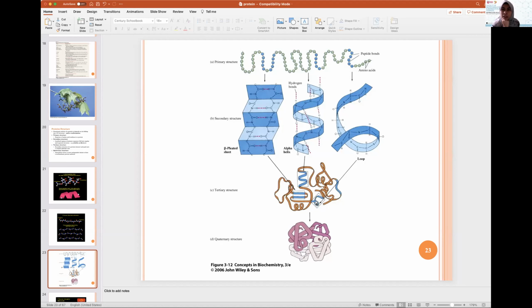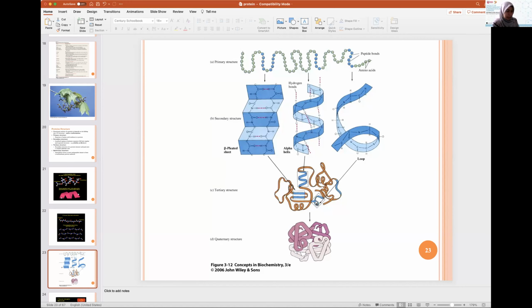Any suggestion? 16. Why? Because we can form disulfide bridge. Okay, but not really the correct one.